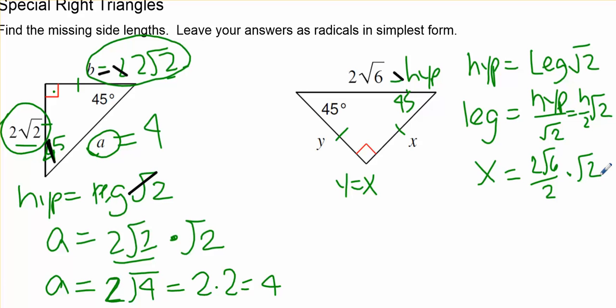So we can do a little bit of simplifying here. These are going to cancel out because we're multiplying this together, so that's allowed to cancel. And that gives us the square root of 6 times the square root of 2, which is the square root of 12. And that's not in simplest radical form, so we need to break that up a little bit more.